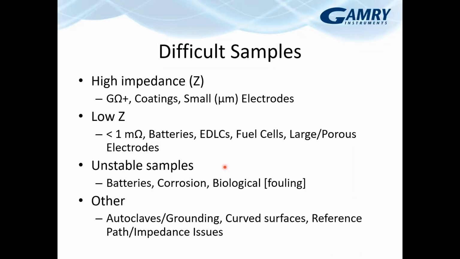And then there are plenty of other difficult samples to measure. If you've got high temperature or pressure considerations, you're in an autoclave, that brings up grounding issues, whether that's in the autoclave or there's also grounded electrodes. Some samples are themselves more difficult to manage, things like curved surfaces. And you can have reference path impedance issues.